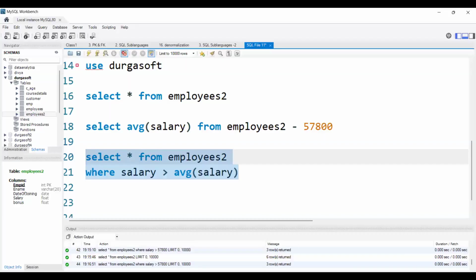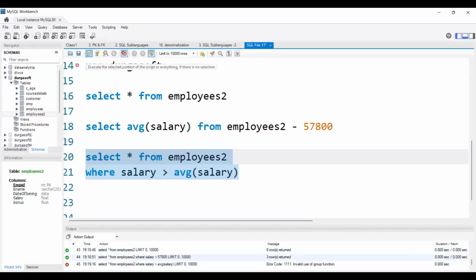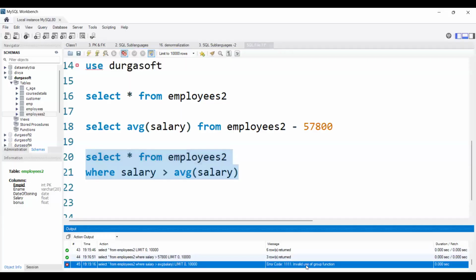So why will it throw an error? Any guesses? We already saw this concept. If I write the query like this, what kind of error will I get? Ambiguous error, ma'am. See, it's not ambiguous. Invalid use of group function.